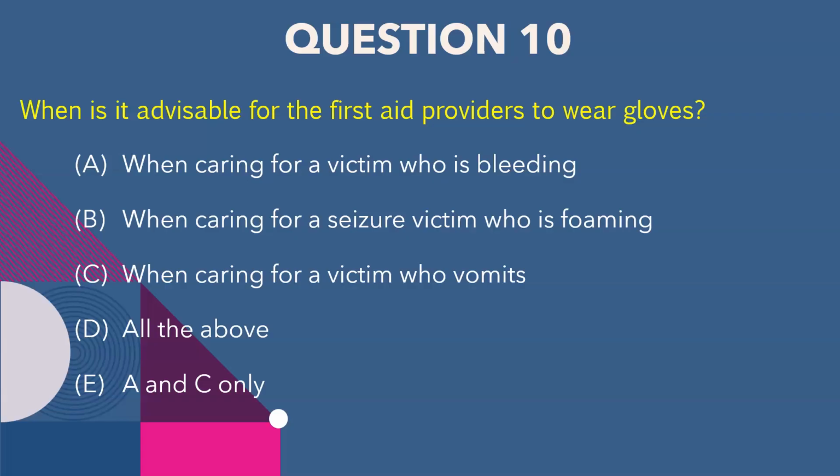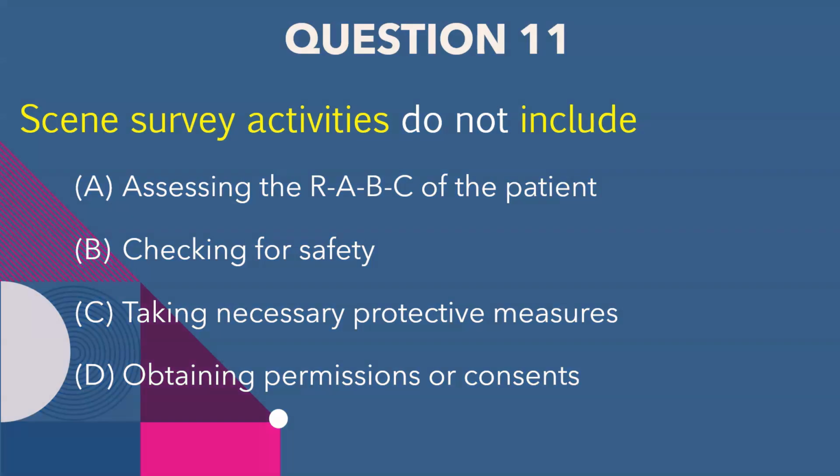Question 11 is here. Survey activities do not include A, assessing the RABC of the patient, B, checking for safety, C, taking necessary protective measures, D, obtaining permissions or consents. What is your answer as we move to question 12?